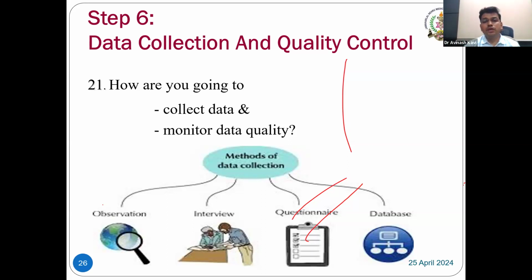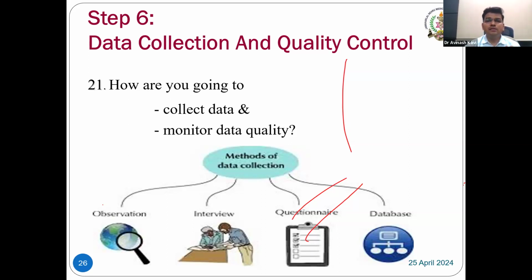So what we do is we try to compare between the forms and between the data, and if there is any source document, if there is any check that can be kept to monitor the data quality, that has to be ensured whenever we collect the data. Please be sure that quality control is the most important and essential element of data collection.